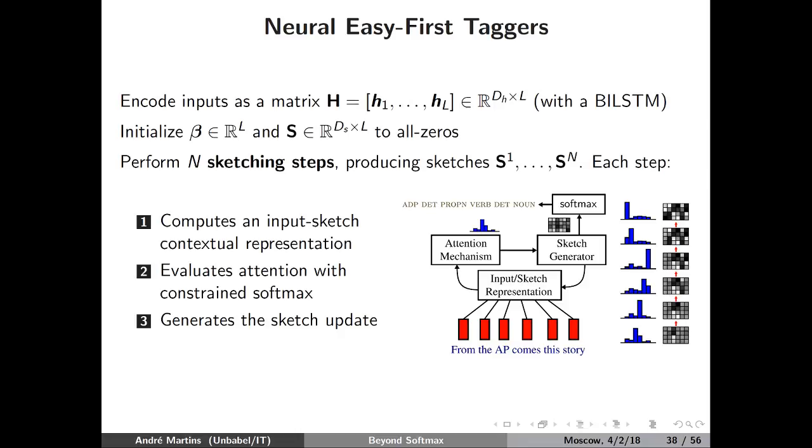And then we have this loop where we are performing several steps. At each step, we are going to compute something that uses the current sketch that we have for the output, which is initialized to a matrix of zeros. So there's no information when we start. And based on this sketch, we are going to use an attention mechanism to decide which words we should be looking at next. This is going to define a probability distribution over the words.